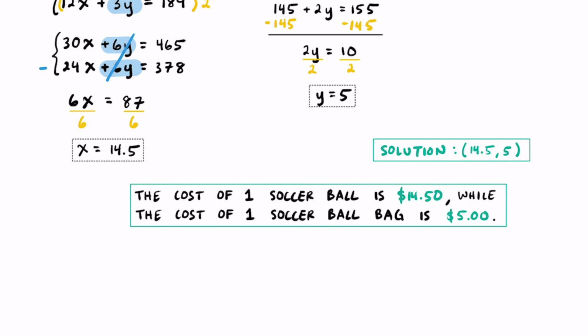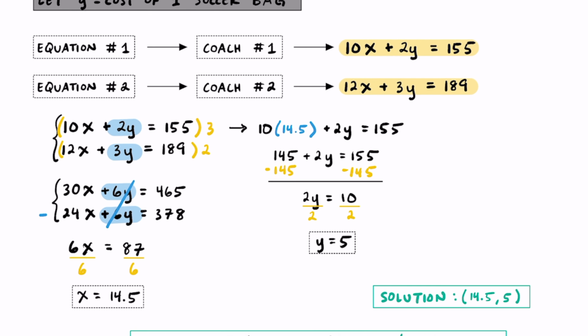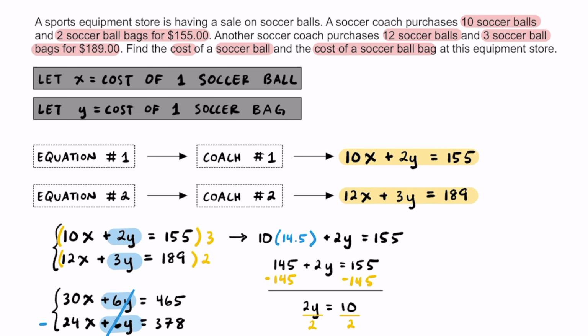So that wraps up this video on this practice problem dealing with this system of linear equations, where we're dealing with purchasing two items, knowing their total cost for each of these transactions.